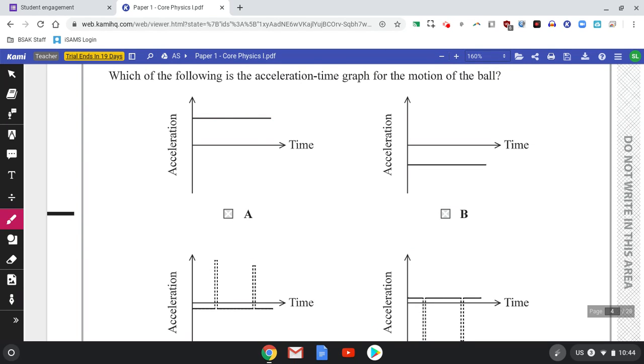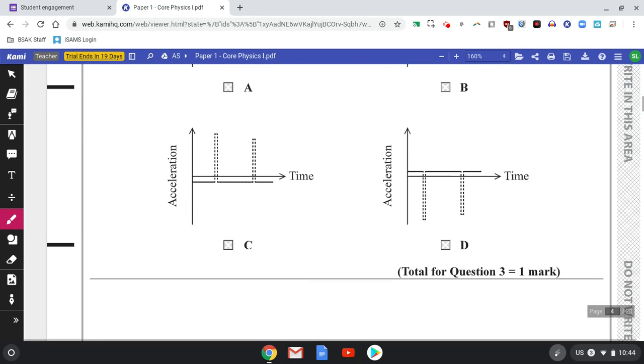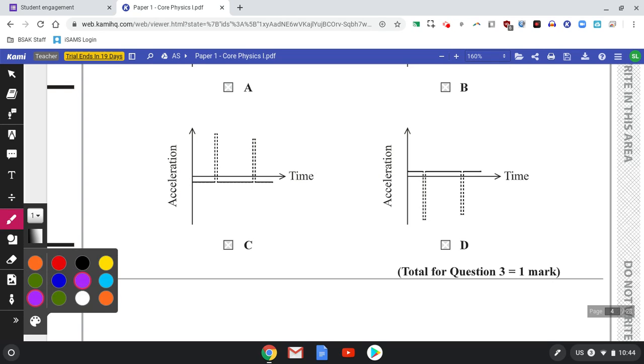Now we have to take into consideration the bounce. This is where there is a sudden, almost instantaneous upward acceleration that causes the ball to change direction, start moving upwards. So that has to be C. So the answer is C. Easy one, that. That should have been fairly straightforward.